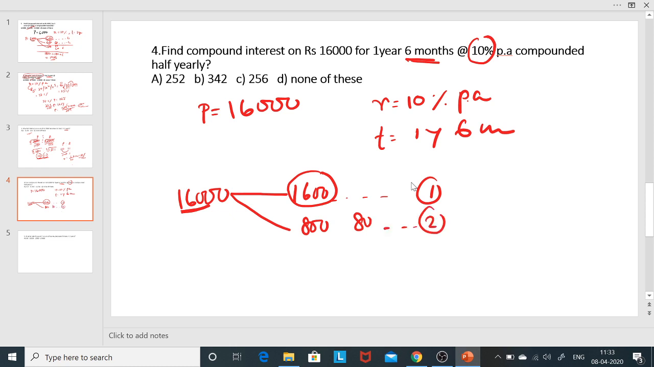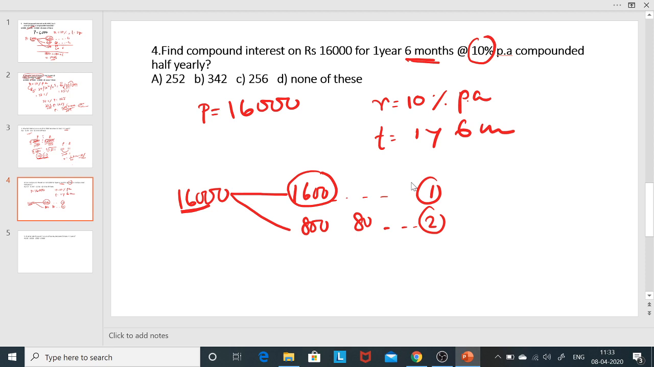So what is the total amount of CI you will have? So your principal is 16,000. So for the first year you got 1600, and for the second year, as it is 10% compounded half yearly, so for second year you are going to have 5%. So 5% of 16,000 will be 800, and for 5% of 1600 of the previous year, it will be 80 rupees. So total you are going to have how much?